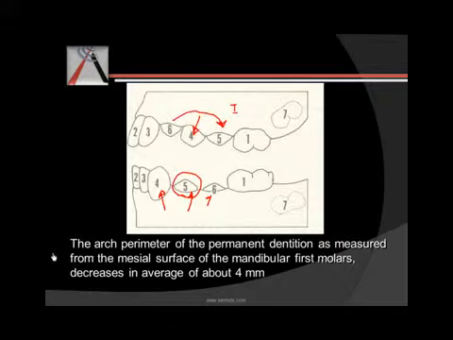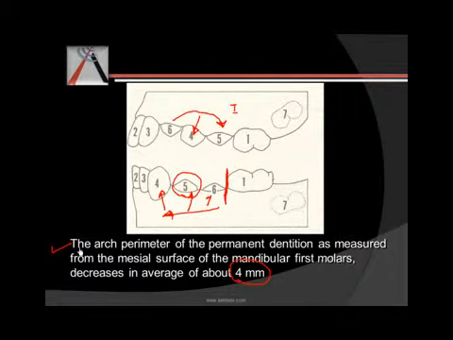There's one more point whenever there is an eruption. If you measure the arch perimeter of deciduous and permanent dentation, if you measure it on the mesial surface of the mandibular first premolar, that is from here forwards, the arch perimeter decreases by about 4 millimeters. If you don't imagine this location from where we are measuring the arch perimeter, this sentence sounds a little tricky.